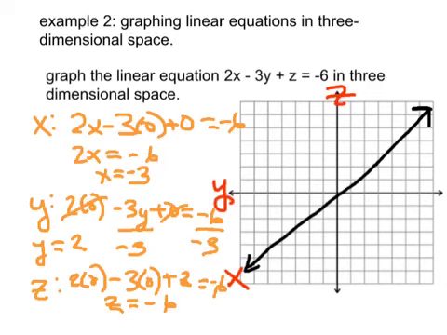Now we're graphing the points. So let me get another color out here. For x, it's negative 3, 0, 0. I'm going to go negative 3. 1, 2, 3, and put a point. For y, it's 0, 2, 0. So I'm going to go 0 in the x direction, positive 2 in the y direction, and 0 in the z direction. And for z, it's 0, 0, negative 6. 0, 0, down 1, 2, 3, 4, 5, 6.